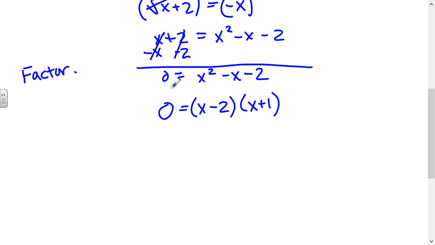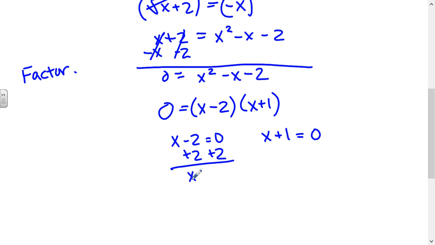So from here, in order for this to equal 0, one of these parts has to be equal to 0. So I'm going to make both parts equal 0 and then solve it. So I'm going to add 2 to this one, so x equals 2. And I'm going to subtract 1 from this one, so x equals negative 1. So those are my two solutions.